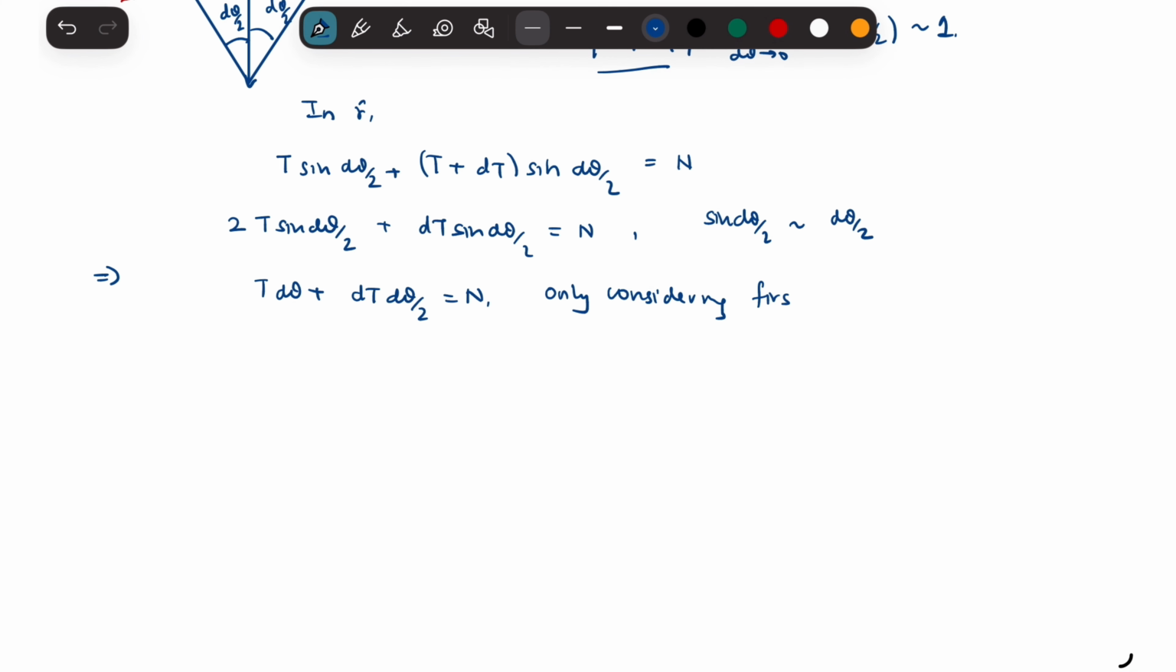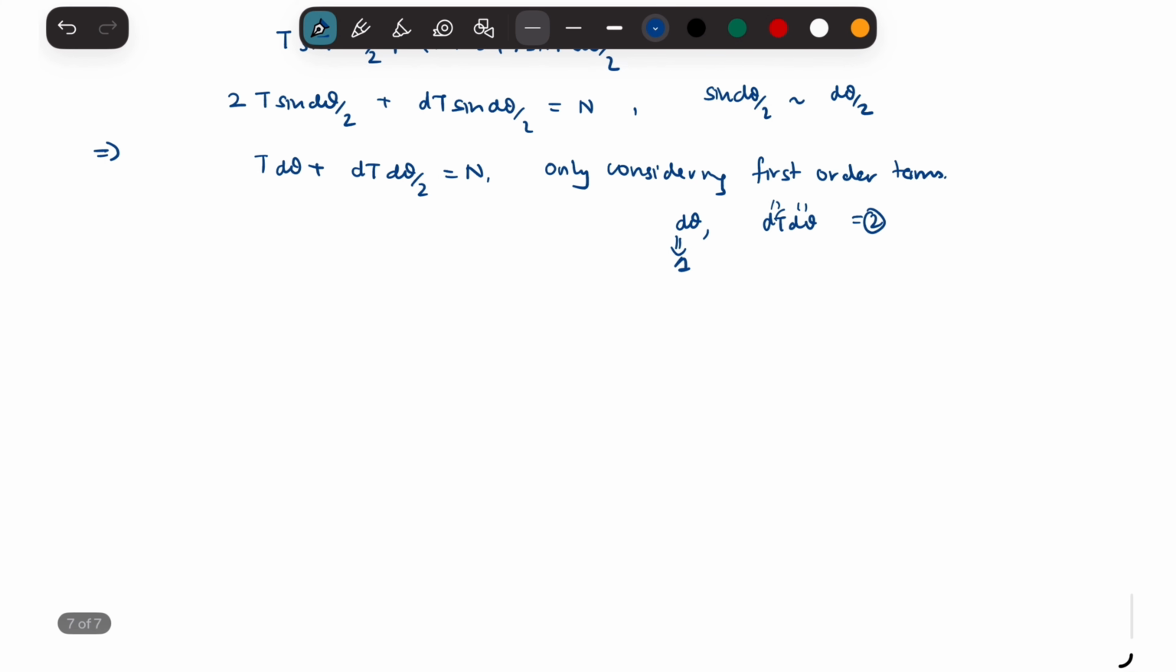Now only considering first order terms, that will be terms that are only dT or d theta, not terms like dT d theta, because if you take the sum of the power of the derivative here, it turns out to be 2, where here it is just 1. So now we will just neglect it, because this term here is much smaller than this term here. So we have another equation, T d theta equal to normal.